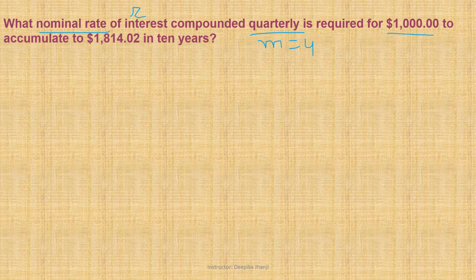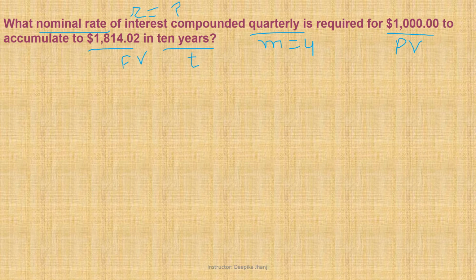PV is 1000. So this is PV, and this PV is to accumulate some amount. That amount is our FV. And the time is 10 years. So this is T. This is what we have. Our R is the question mark. Let's calculate the value of R using the formula first.